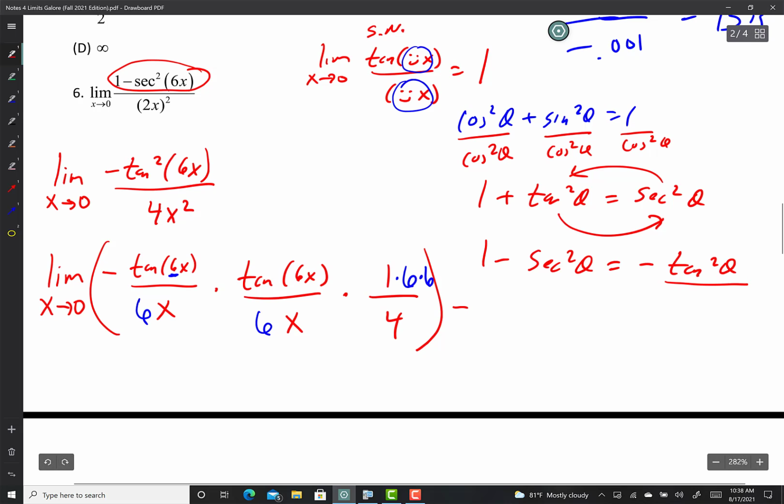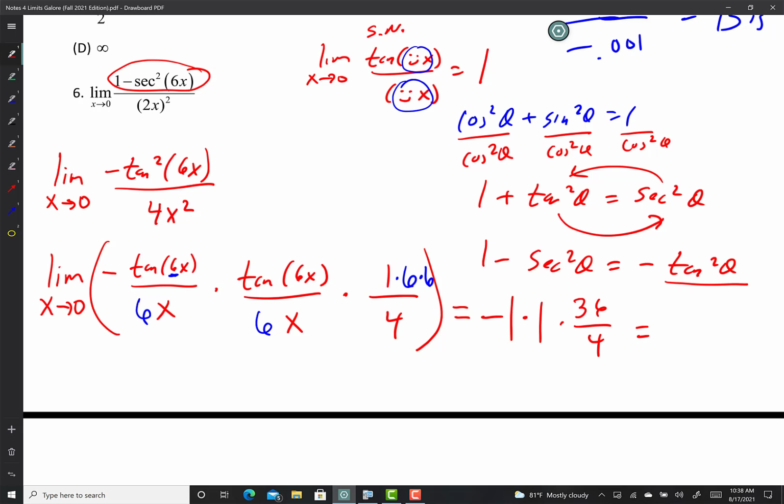Whatever you see in blue is what I added. This is negative 1, because there's a negative in the front. Then that's another 1, so times 1. Times, and then I guess you can reduce it, but I'll leave it, 36 over 4. And that reduces to negative 9. How do we feel?